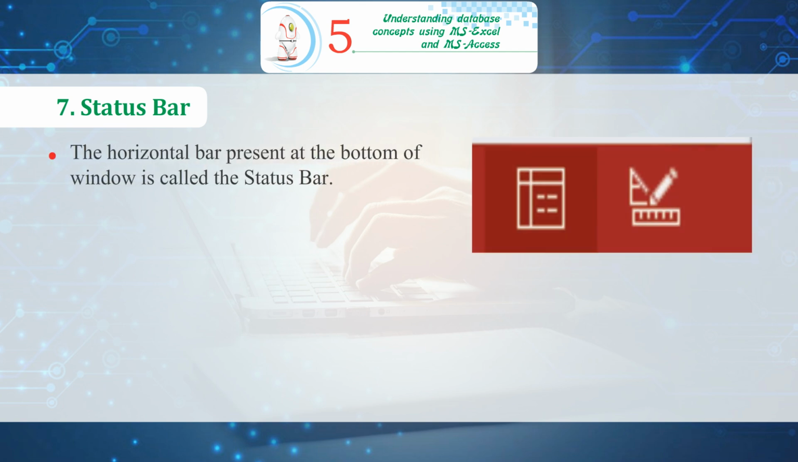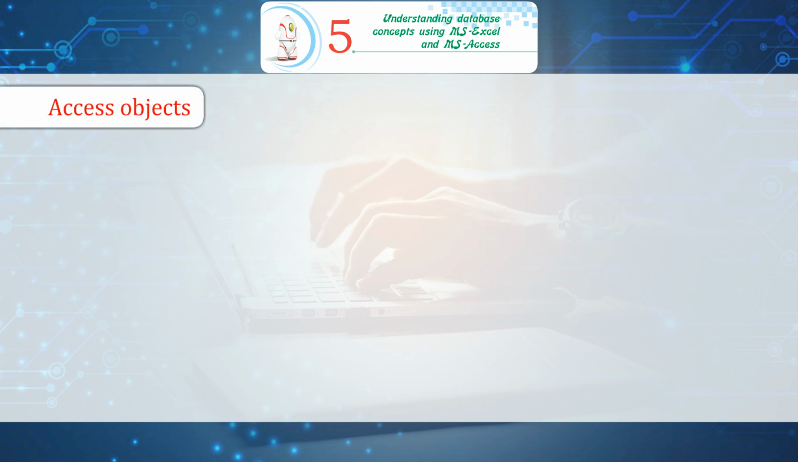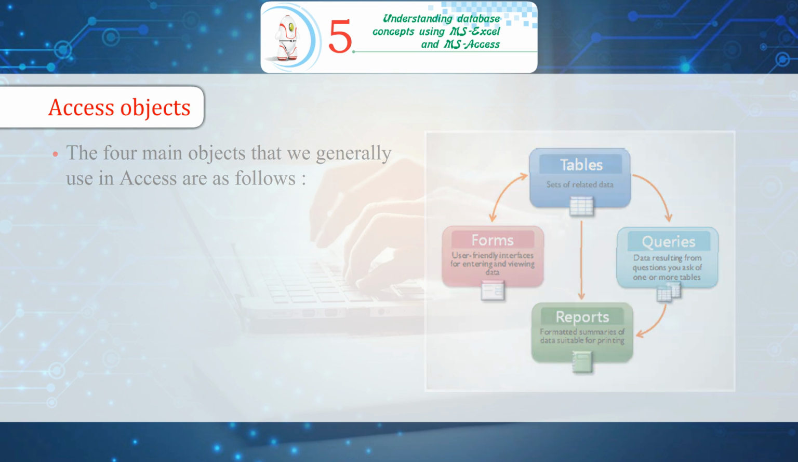7. Status bar. The horizontal bar present at the bottom of the window is called the status bar. Generally, it contains view buttons on its right side, but two common buttons present on this bar are Design View and Data Access Objects. The four main objects that we generally use in Access are as follows.